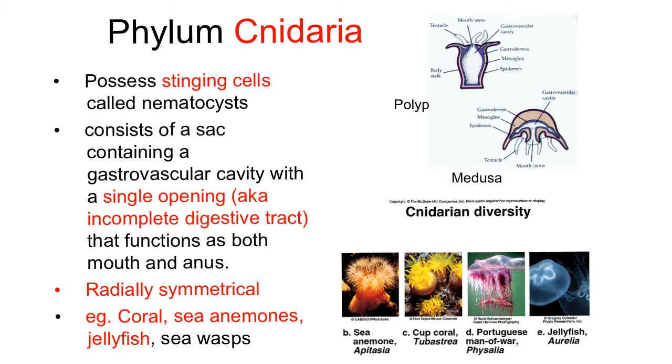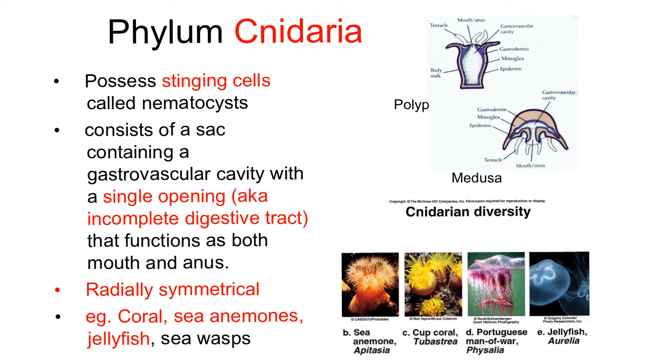Now, while our sponges, or our Porifera, were asymmetric, our cnidaria are radially symmetric, which means it is symmetrical along any plane through the central axis. So if we draw a line through the top of it, it is going to be symmetric on either side. Similar to the sponges, they have a single opening. So the sponges, well, sort of had a single opening. The cnidaria also have a single opening, and you can see it right there.